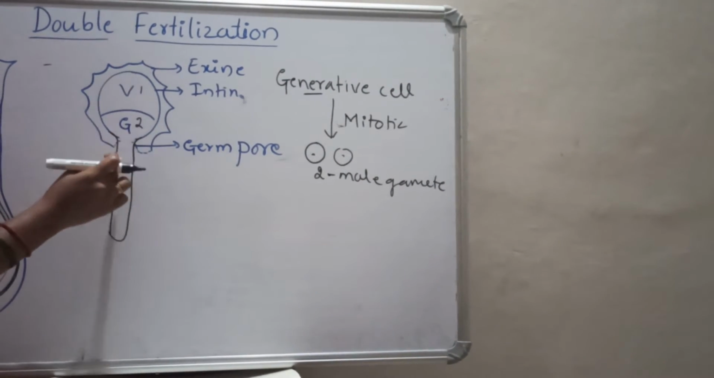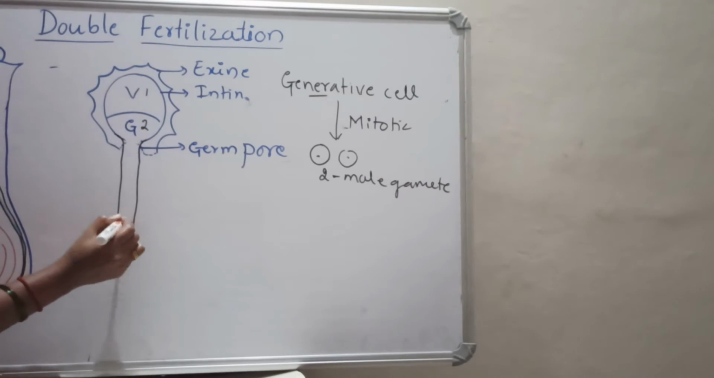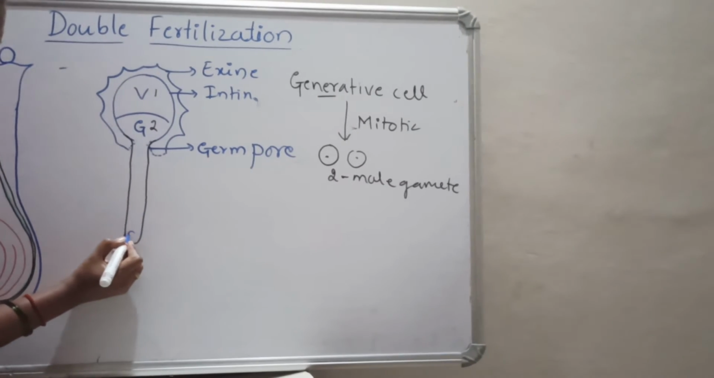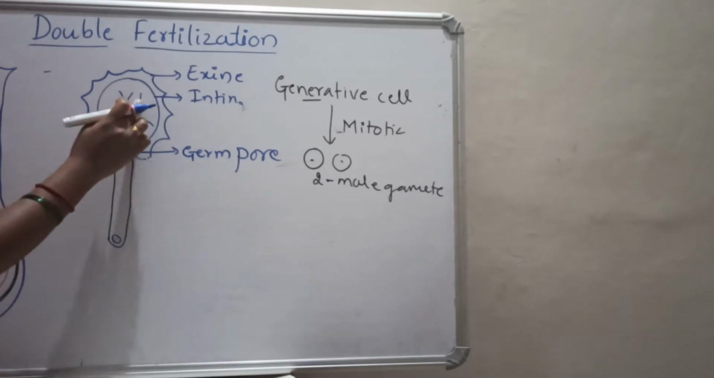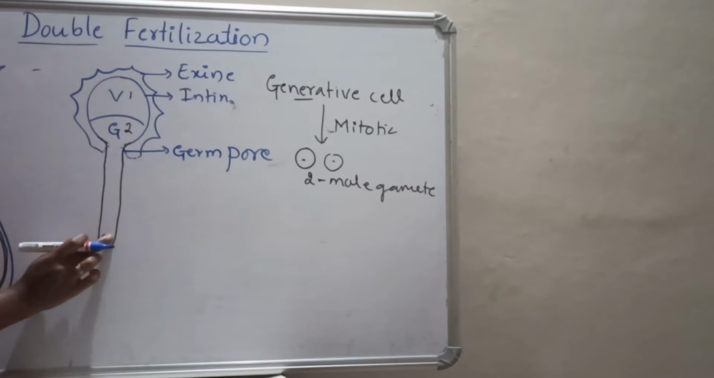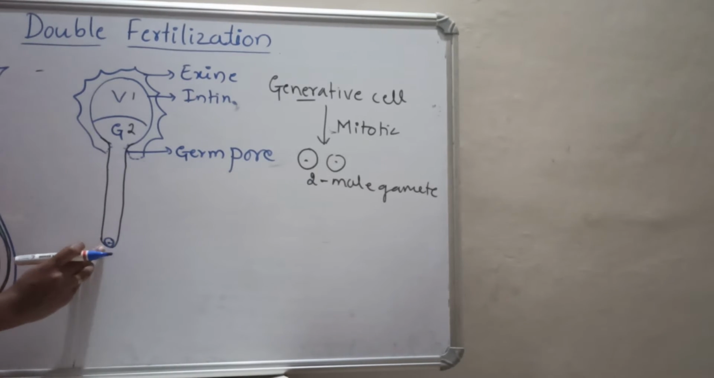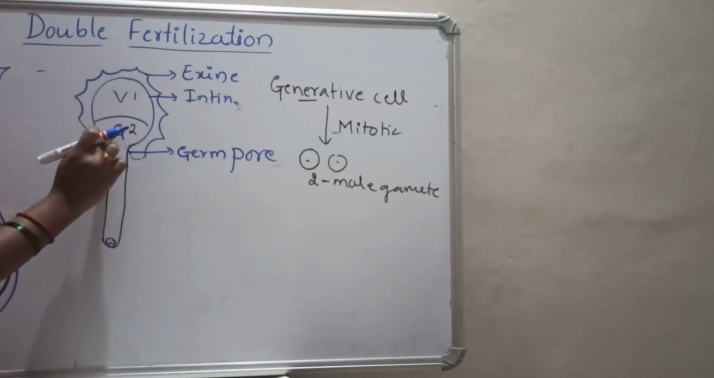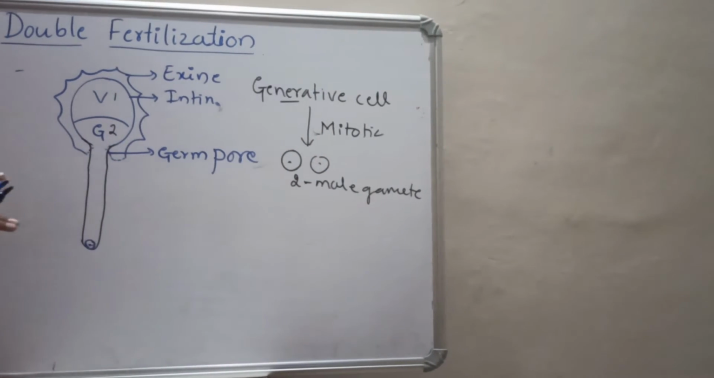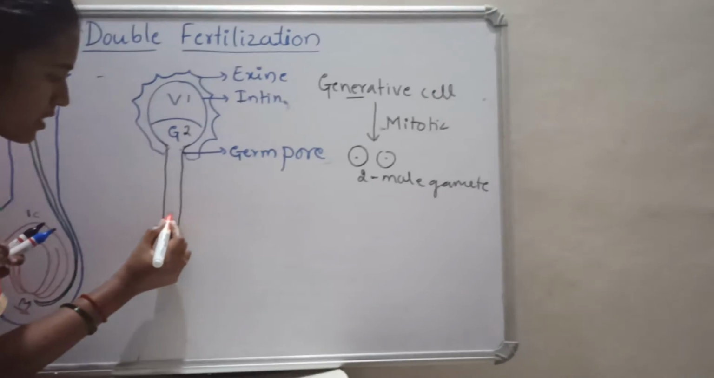When the pollen grain produces the tube, this pollen tube has one tube nucleus. Here the vegetative cell is also called the tube cell. The tube cell is present at the tip of the tube, and the generative cell produces the two male gametes, and these two male gametes are present here.